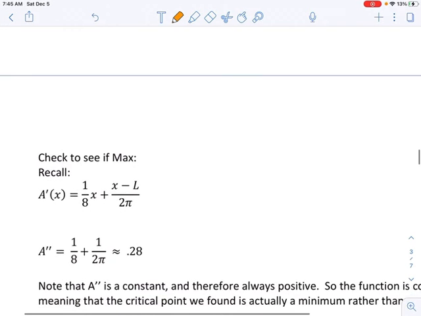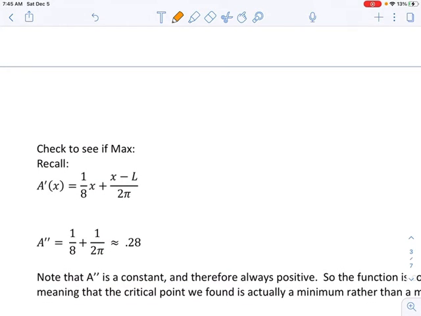One way to determine if something is a max or a min is to take the second derivative. So when you look at the first derivative, if I take the derivative of the first derivative, I get the second derivative. And what you notice here is you're going to get 1/8 x, and this is going to become 1 over 2 pi. Because if we take it out, we have x over 2 pi minus L over 2 pi. So that's 1 over 2 pi, and then this is just a constant. So the derivative of a constant is 0.